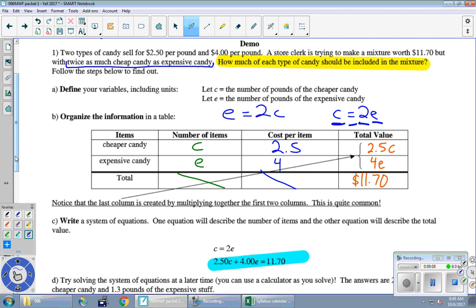And there's going to be times when, like I said, the English language is just kind of leading us astray. So you have to read very carefully as you translate. So it is not this equation at all. It is C equals 2E, okay?